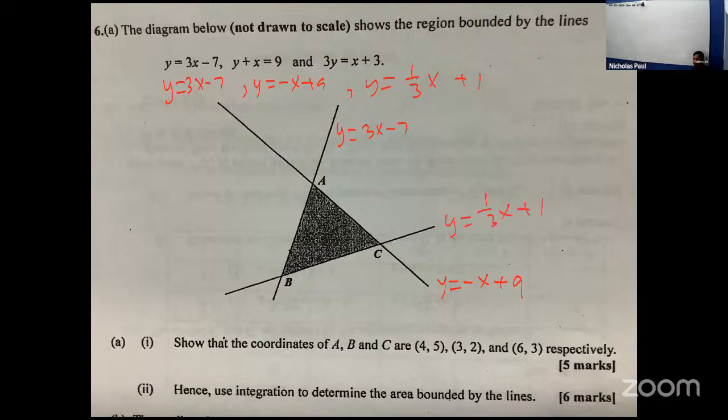What do we need next? We need A, B, and C. How do we get A, B, and C? Solve simultaneously, right? Solve simultaneously and you get A, B, and C. How do we get the area after that?